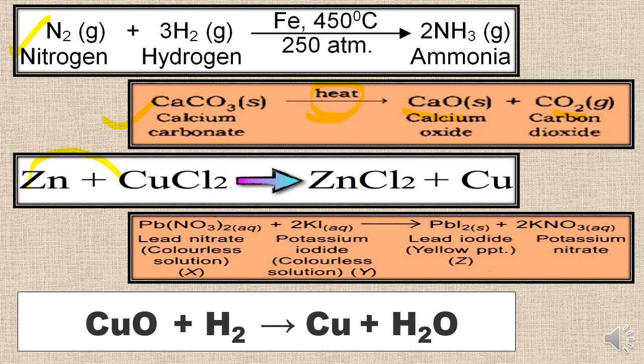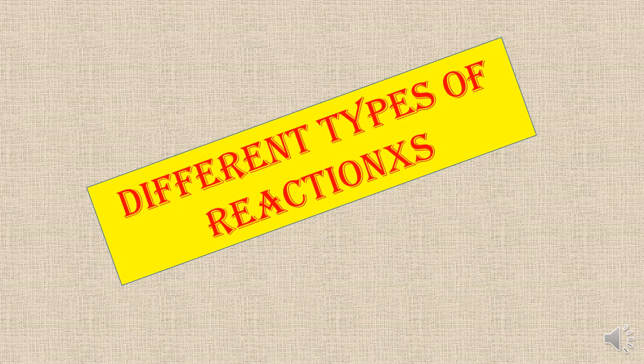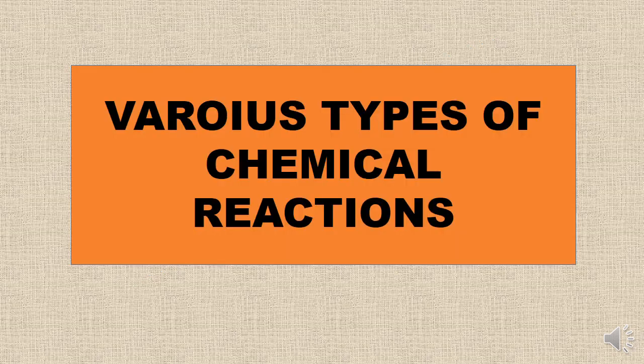In the third reaction, zinc displaces copper from its chloride. In the fourth reaction, lead and potassium exchange their positions. In the last reaction, oxygen is removed from copper and added to hydrogen. Now, what will be your answer? Yes, these 5 types of reactions are definitely not of same kind.